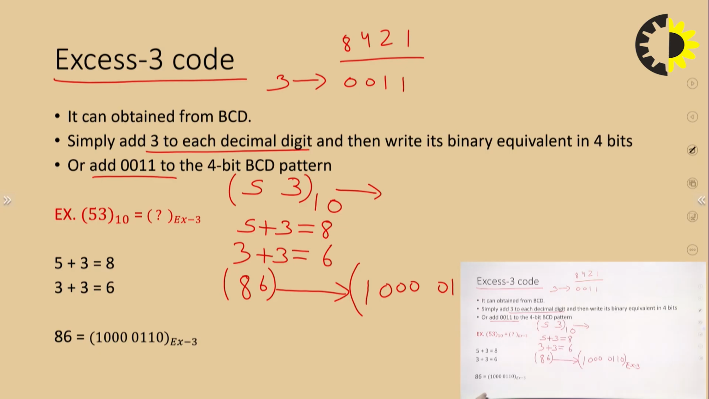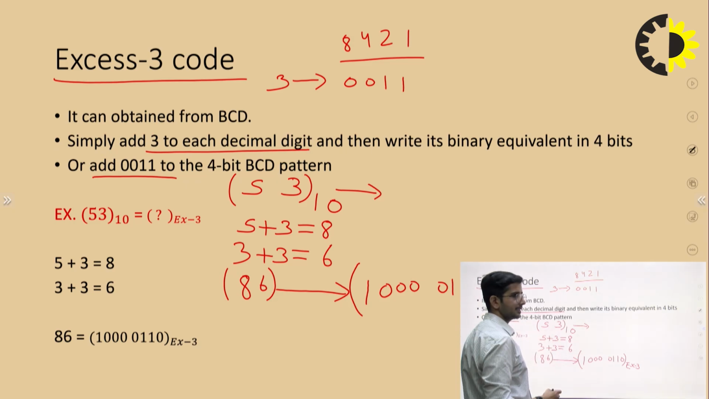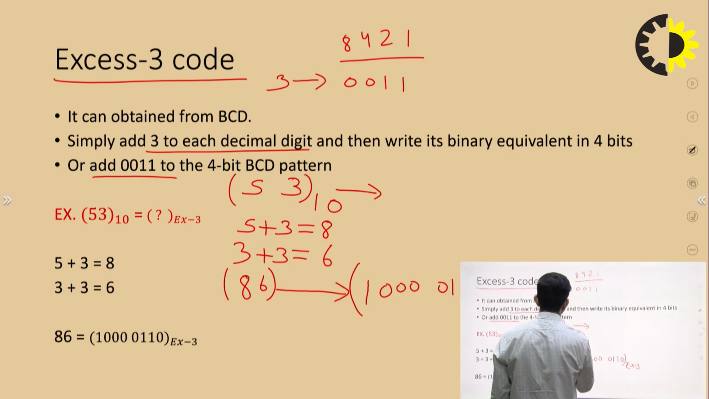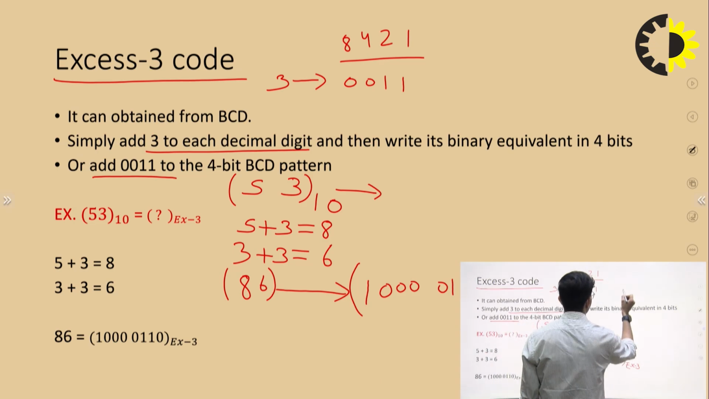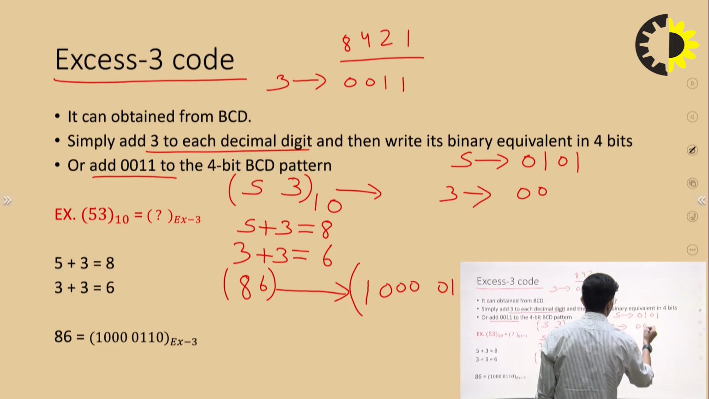The second method: the first method was adding 3 to the decimal digits. In the second way, we first convert the decimal into BCD. Like 5's BCD representation is 0101, and 3's BCD representation is 0011.